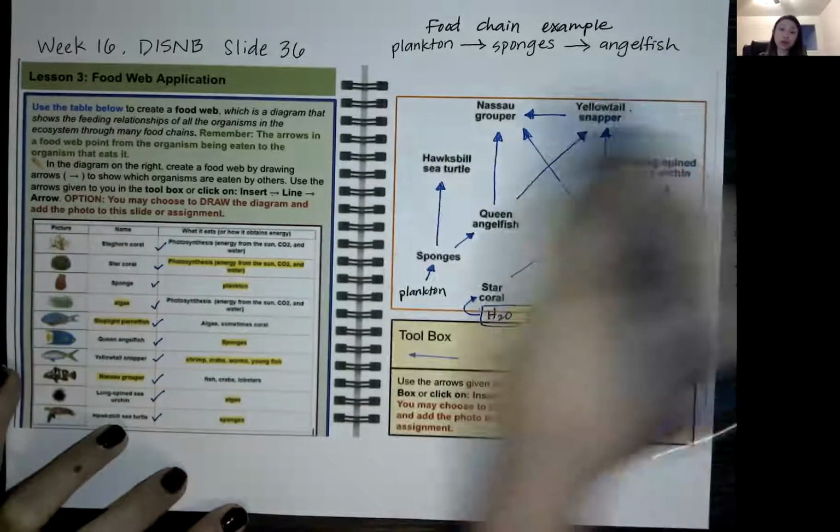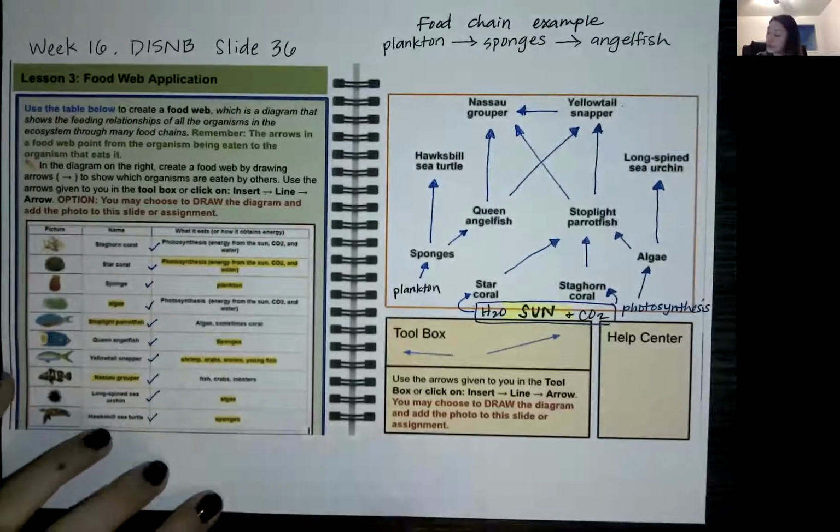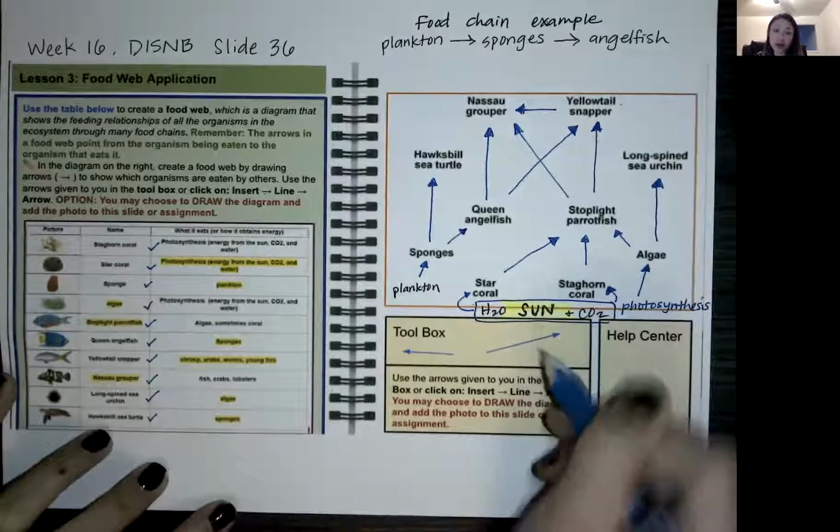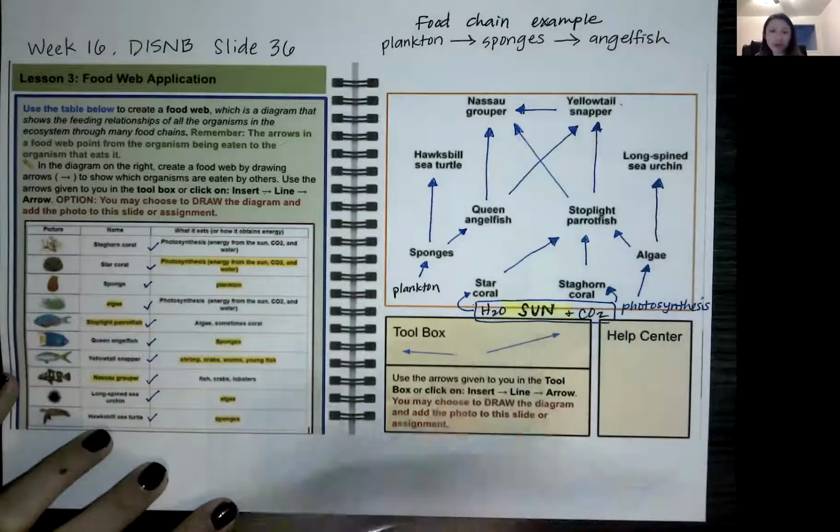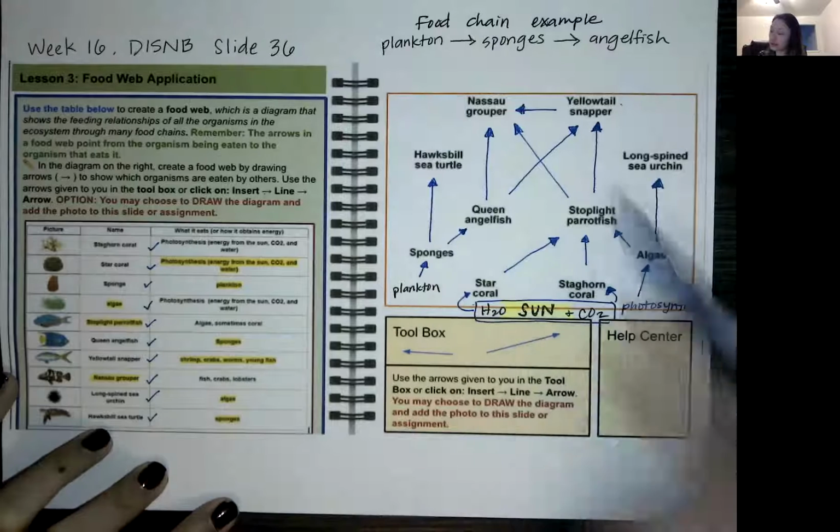So again, you can draw this out on your own. You can use the arrows in the toolbox on slide 36 and copy and paste and create more arrows so that they look like this.